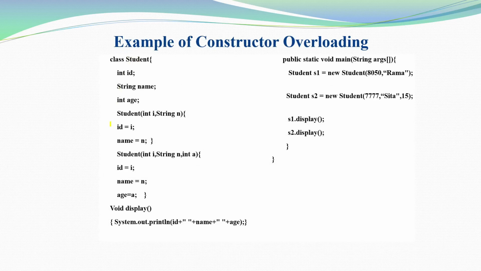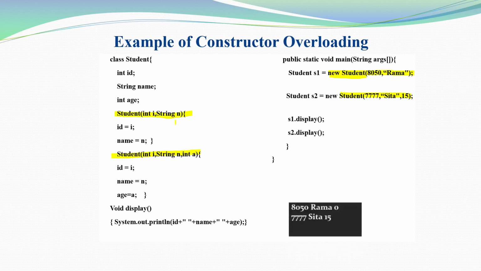Again the same student example. Here you can see the Student constructor with int i and String n. So here is the Student constructor with 2 parameters, and here you can see the Student constructor with 3 different parameters. The compiler differentiates them while creating the object, or while calling that particular constructor, because we pass different parameters. You can see these are 2 parameter values, and the second Student object contains 3 parameter values. This is constructor overloading.